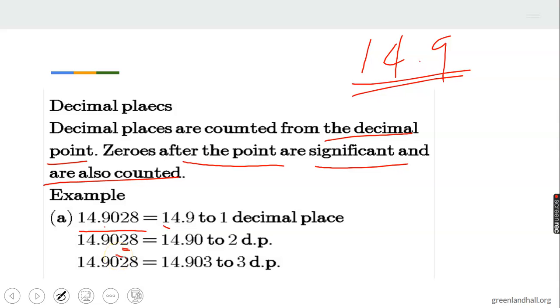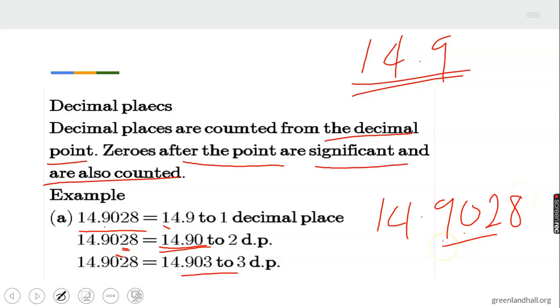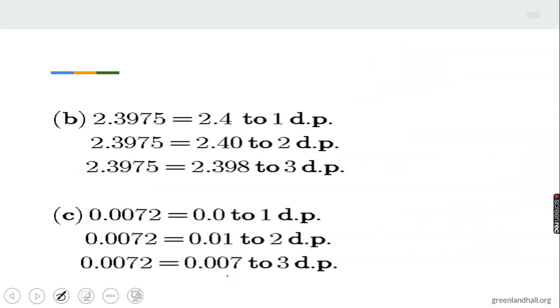That means every other number after them becomes 0. These are our two decimal places, the first two numbers after the decimal point. Now, the first 3 places after the decimal point. Now, we have 14.9028. Now, 1, 2, 3. But before you conclude, the last number is 8. That means you round it up. You turn it to 1 and add it to 2. That will be 14.903. That is how to round off in decimal places.